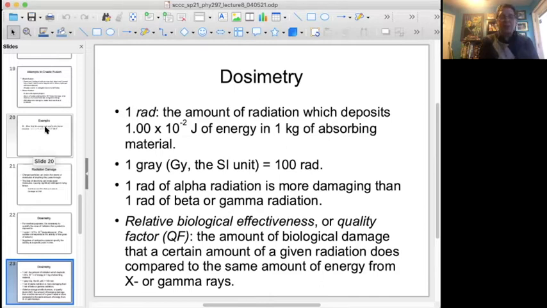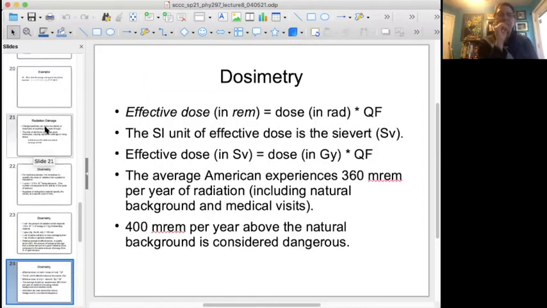And that brings us to the relative biological effectiveness or quality factor, which is the amount of biological damage that a certain amount of a given radiation does compared to the same amount of energy for X or gamma rays. We can talk about the effective dose in rems as being equal to the dose in rads times the quality factor, or in SI units, the effective dose in sieverts equals the dose in grays times the quality factor. The average American experiences 360 millirems per year of radiation.